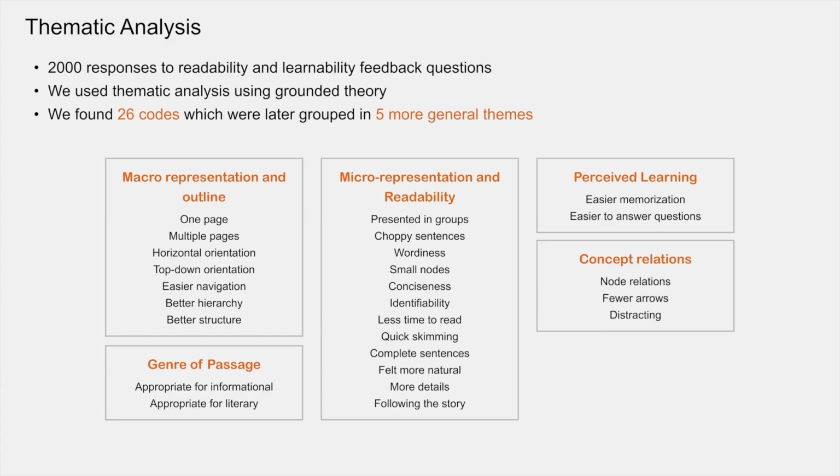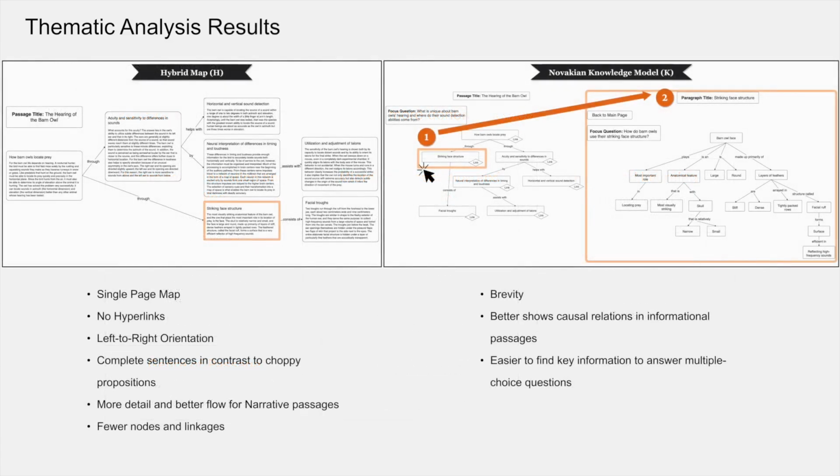Thematic analysis. Participants provided more than 2,000 responses to reading and learnability feedback questions, and through thematic analysis using grounded theory, we ultimately found 26 codes, which were later grouped into 5 more general themes. Our thematic analysis found features that were favored by participants in each condition. For hybrid maps, participants favored single-page map, no hyperlinks, left-to-right orientation, complete sentences in contrast to choppy propositions, more detail and better flow of narrative passages, and fewer nodes and linkages.